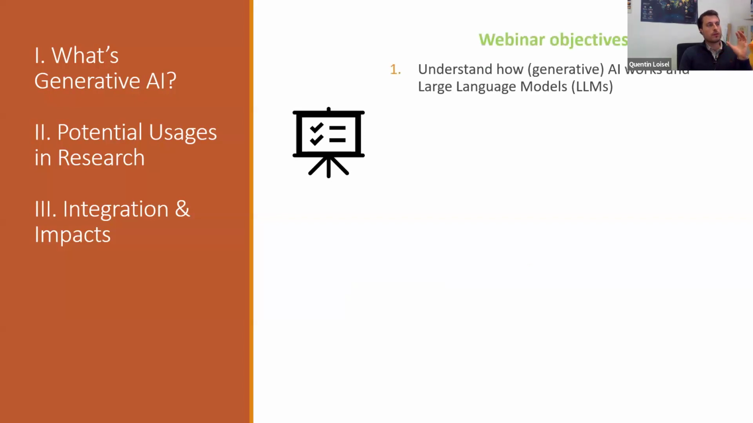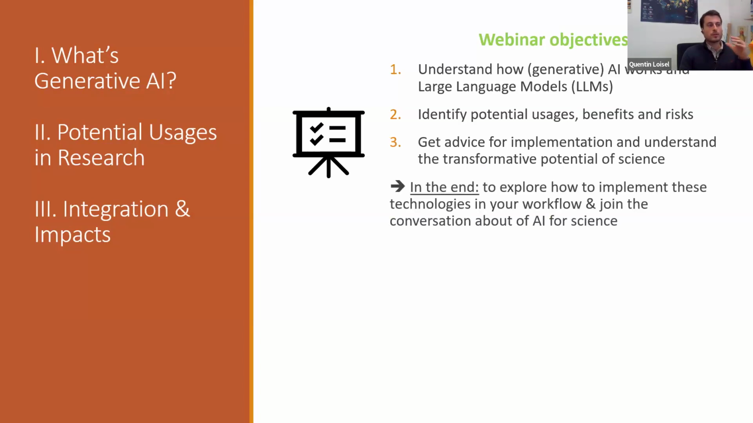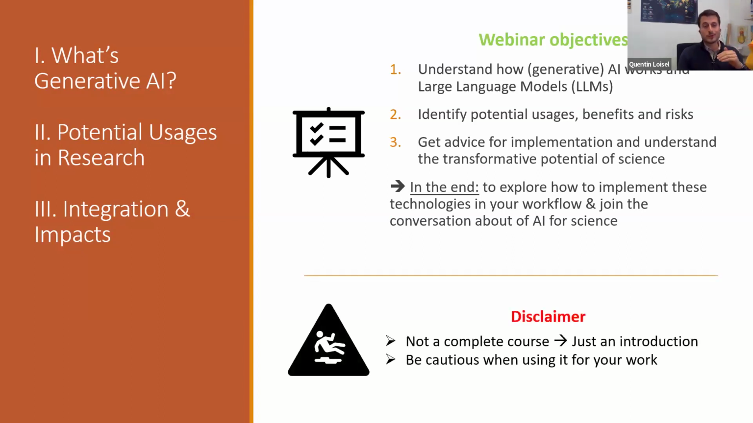The objectives are very simple: that at the end you understand what generative AI and large language models are, and the potential usages, benefits, and risks, to give you advice on implementing it in your workflow. So at the end, you can move on to try it by yourself, and also join the conversation about how AI is going to change science. A little disclaimer: it's not a complete course in 25 minutes. I would need hours and hours on each usage to show you all the complexity behind, which is very interesting because it sounds very accessible, but it's a bit harder than that. Also be cautious, because it's moving fast and there's a lot of discussion about whether it is ethical to use this technology for your research.